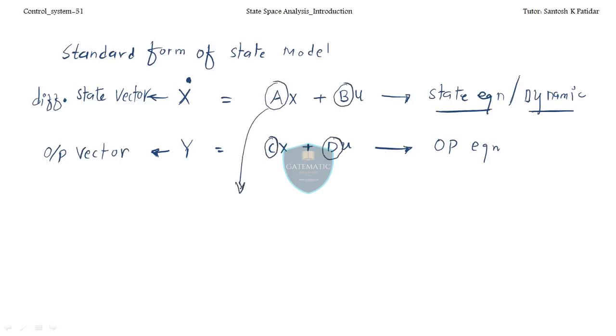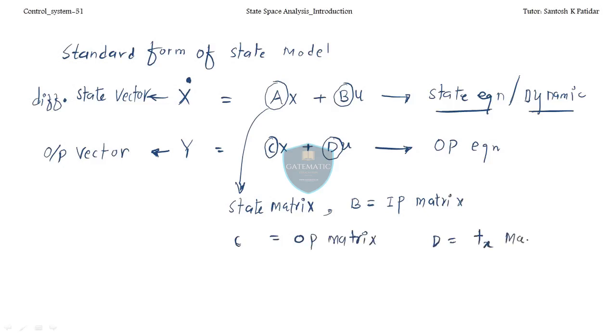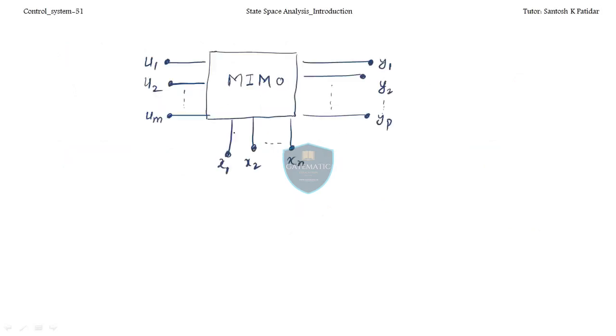So A is the state matrix. B is with input, so it's the input matrix. Okay. What about C? C is the output matrix. And D is the transition matrix. Okay. So, some input terms are going to be in the output equation. So, it's a transition of the input parameters kind of. Okay. Now, let's come to this.